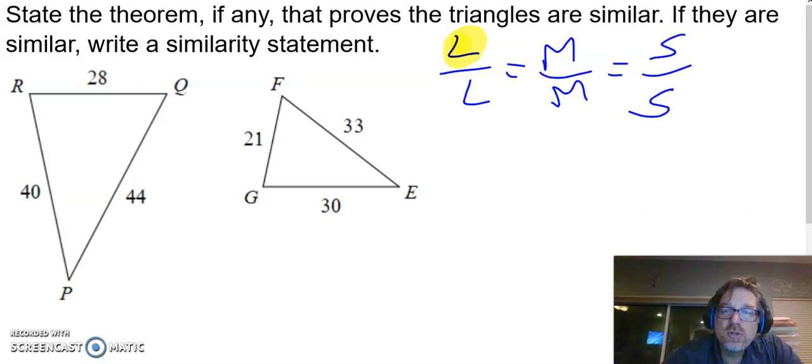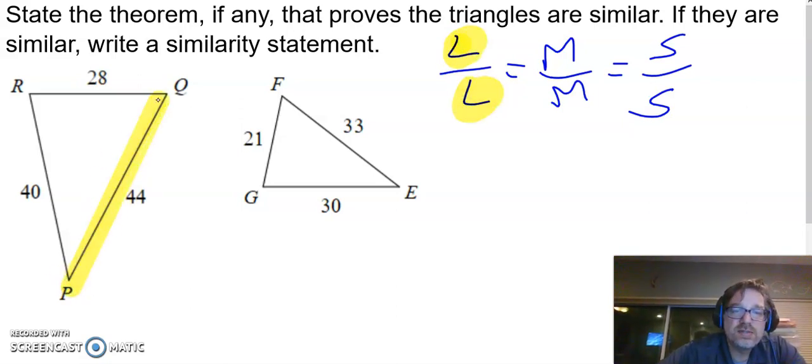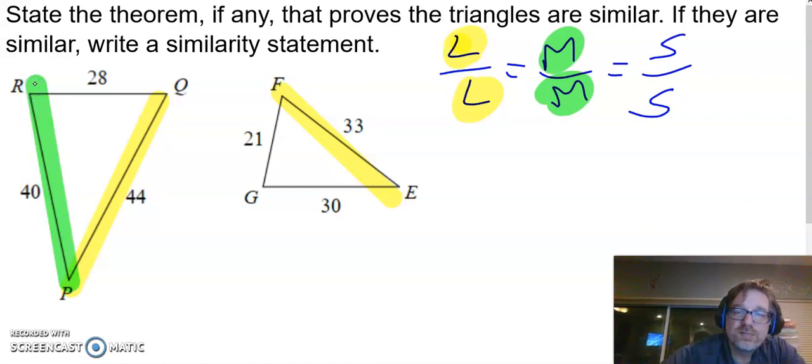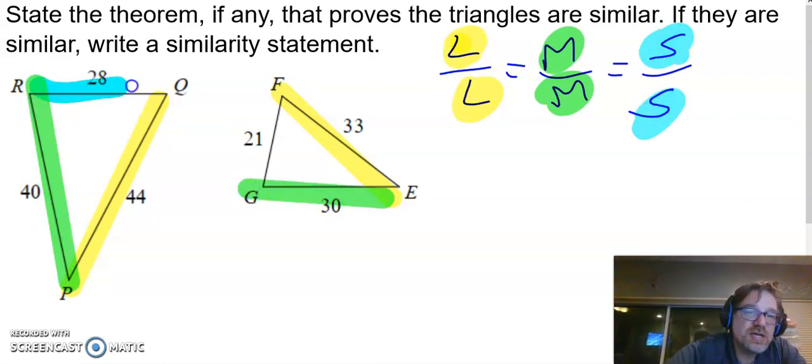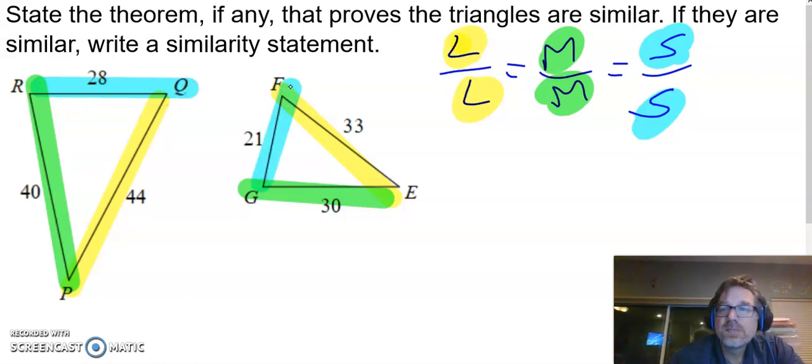Let's go long and long. So I find the longest side and the longest side. And then we're going to do the 2 medium sides. And lastly, we're going to do our shortest sides. And for these to be similar, all 3 fractions need to reduce to the same number. So we're going to do yellow over yellow. That's my dogs if you heard them.